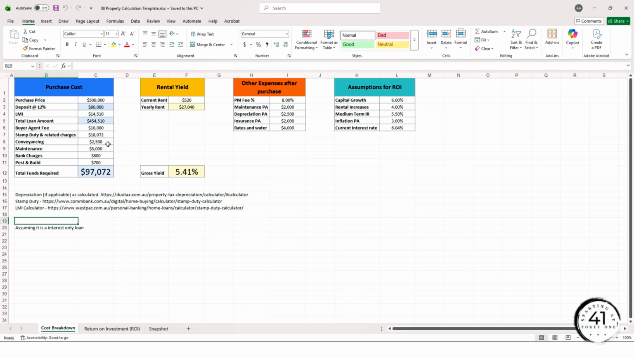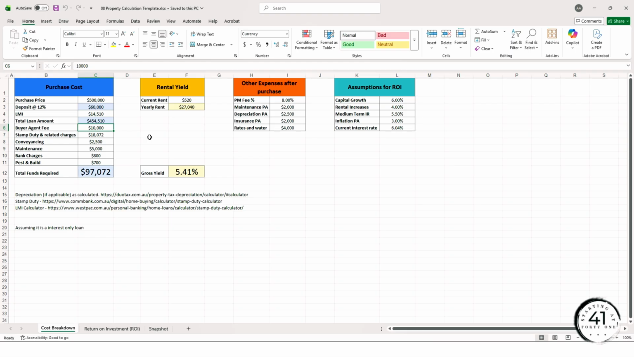Now in this example, I'm assuming that I've taken a property of $500,000. Assuming that I'll be giving a 12% deposit, which means I will be paying around $60,000 on it, and the LMI based on this is $14,510. The total loan amount will be $454,000, which the bank is going to loan me. Now, if I'm taking a buyer's agent, I've added $10,000 for the buyer's agent.